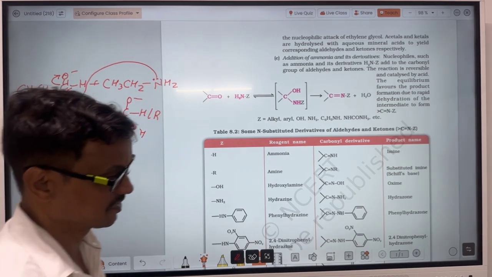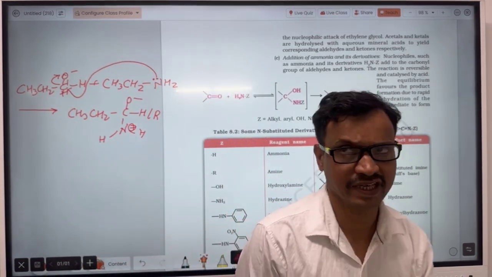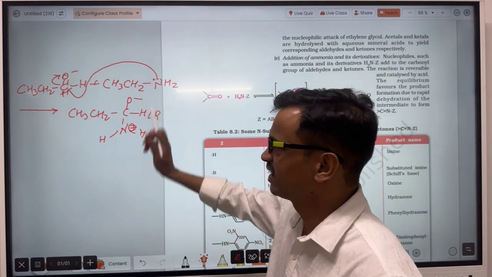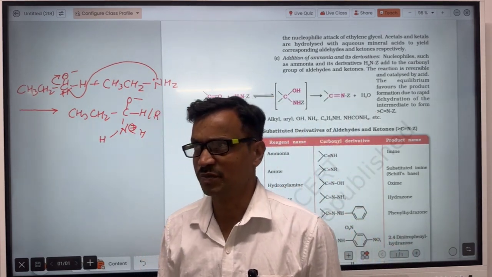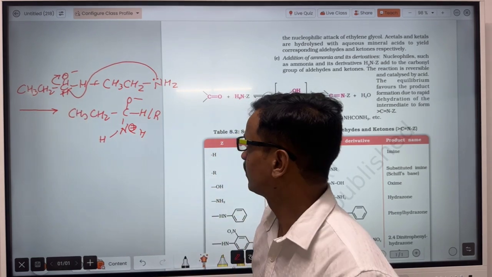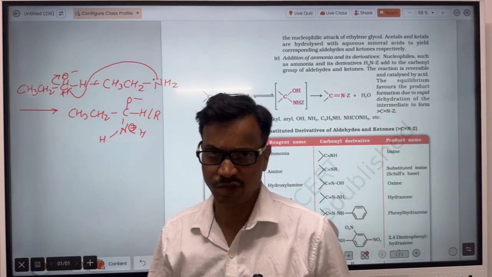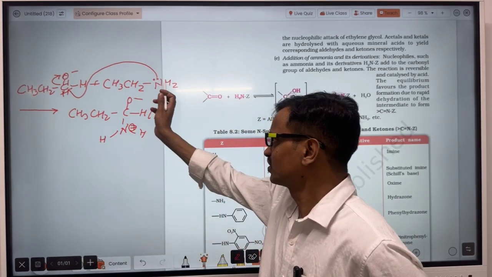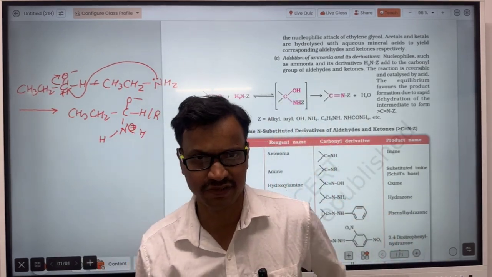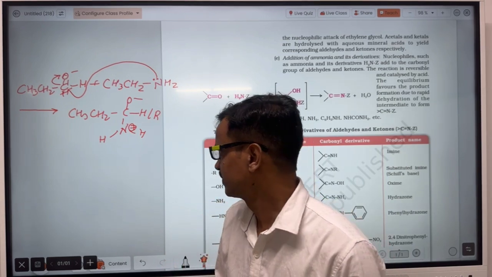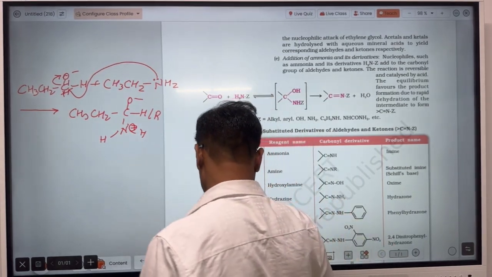Why is there a positive charge here? Because this nitrogen will donate one electron to this positively charged carbon, and through the other electron it will do bond formation. So when this carbon gains one electron, the positive charge will disappear, but there is a loss of one electron for this nitrogen, so a positive charge will appear on the nitrogen. So this compound forms.